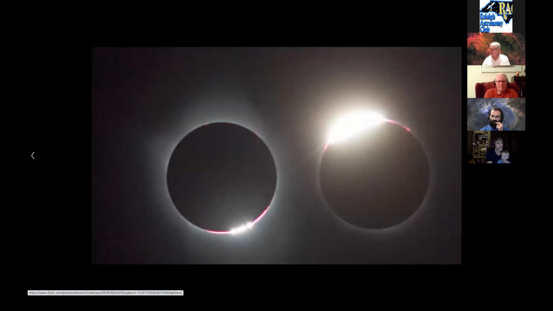And then these are the Bailey's beads and the diamond ring. This is all done with a camera on a telescope. Well, actually, that was done with my camera with a 400 millimeter lens on it. And put them together in one image.